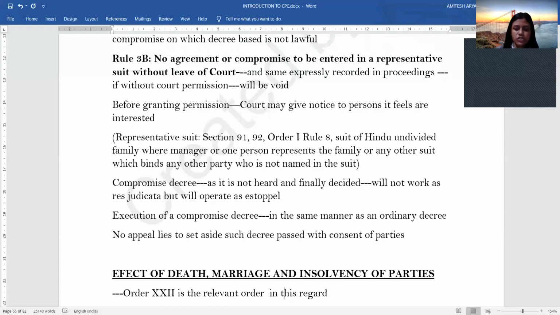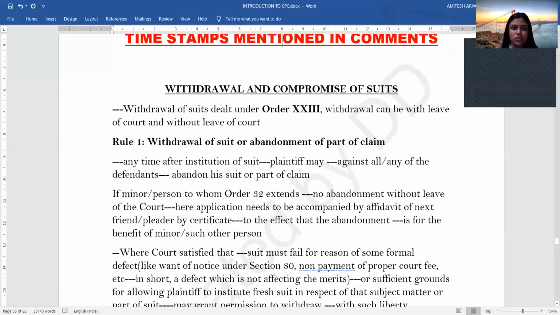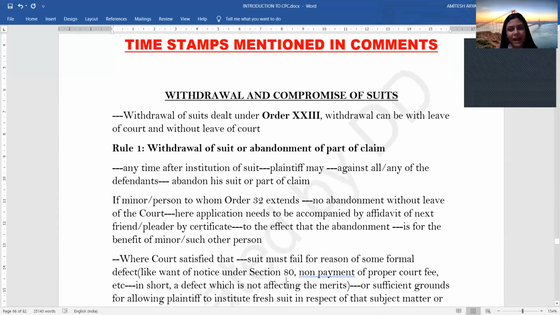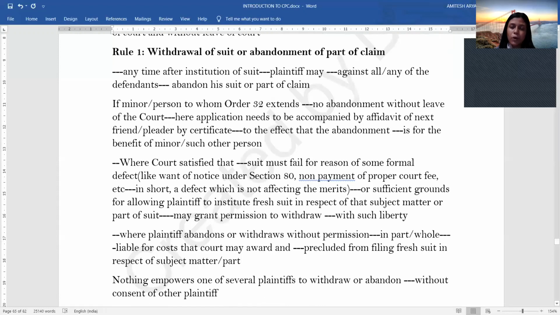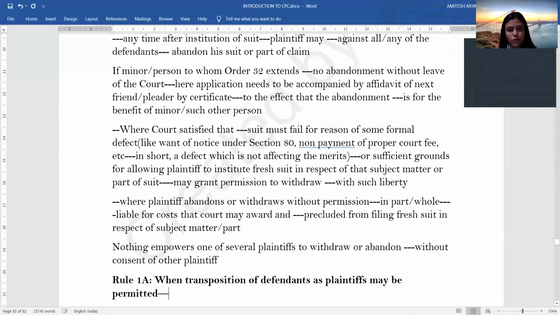Now, this was the first topic, withdrawal and compromise of suits. So there we saw two main headings. Rule 1, we saw when you're withdrawing or abandoning a part of a claim. One important thing, with permission, without permission. With permission, you may be allowed to file a fresh suit. If it is without, then you obviously are precluded from filing a fresh suit. That is the most important part.